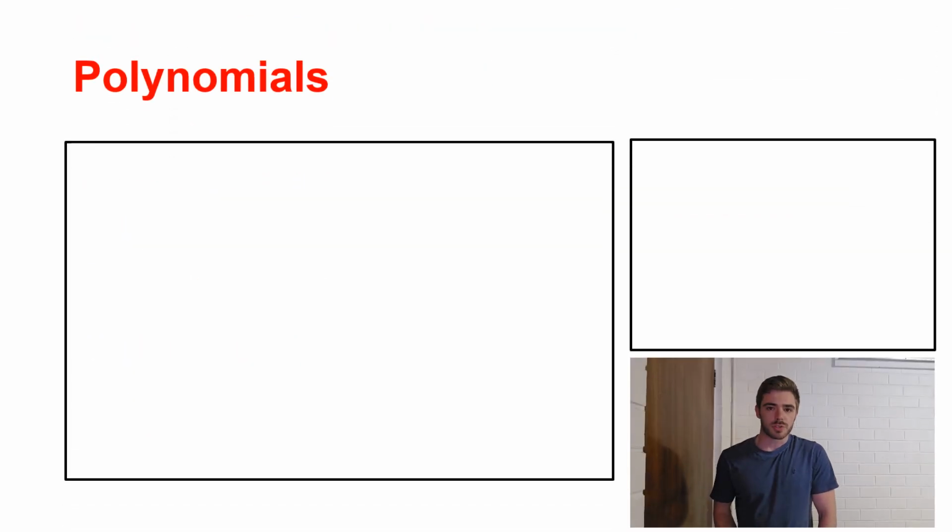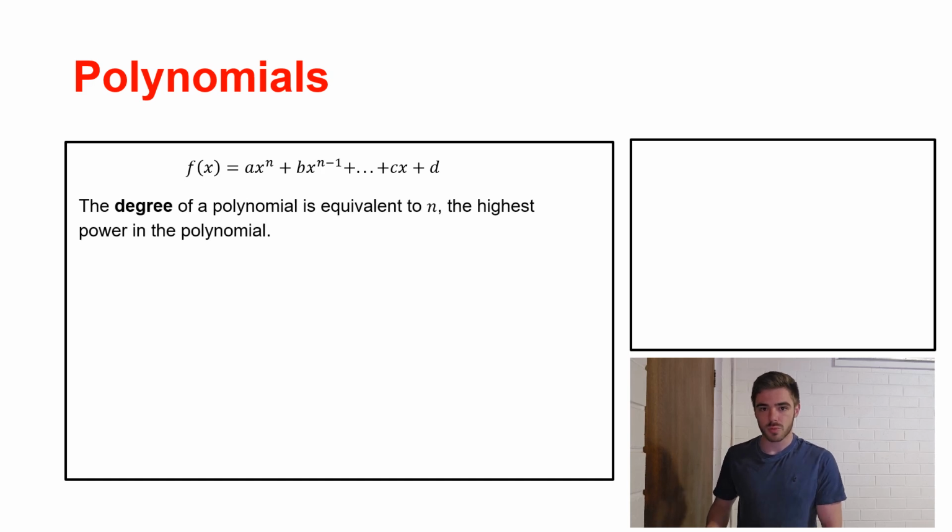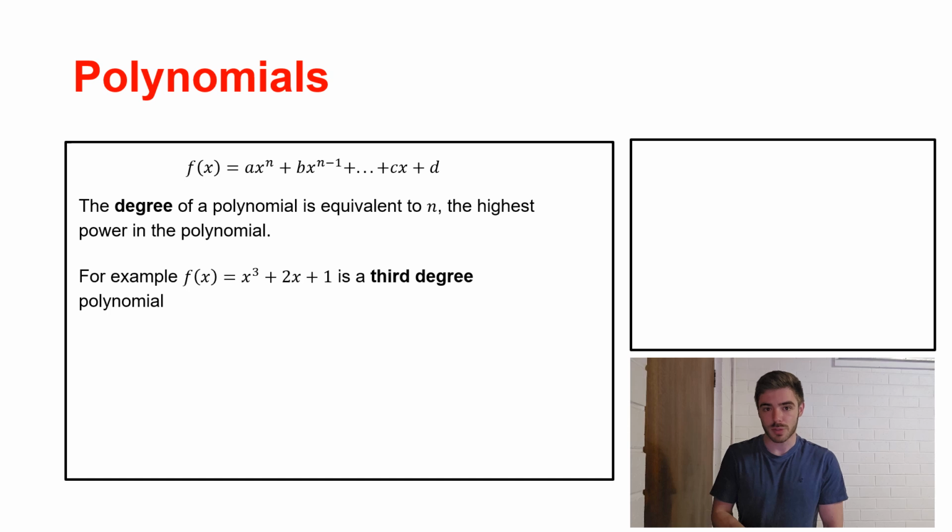The term polynomial is used to refer to a function that is entirely comprised of a series of power functions, which just means that each term in the polynomial is x raised to some power. One more term you need to be familiar with is the degree of a polynomial, which is just its highest power. In this example, the degree of this polynomial would be 3, since its highest power is 3.